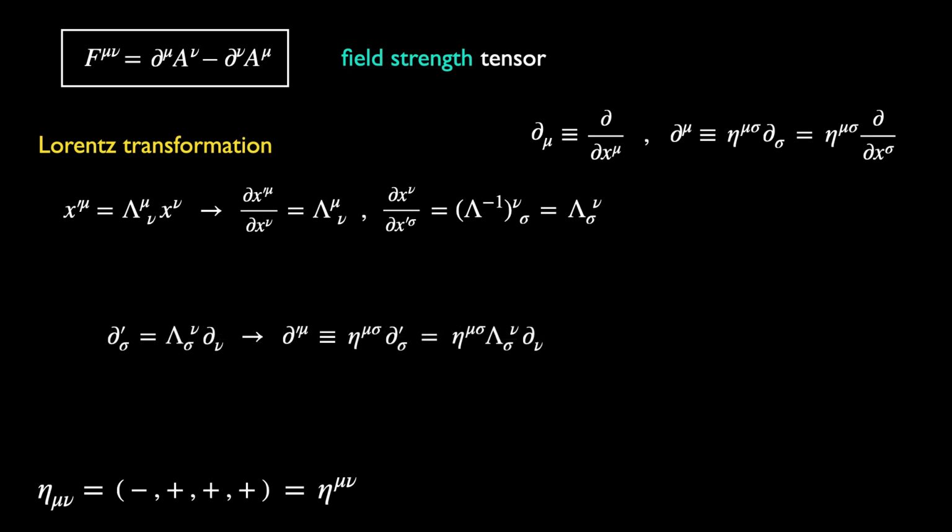Now express this in terms of the upper index derivative. First we write this as a contraction with the Kronecker delta. This delta is equal to the product of two Minkowski metrics. And we can use one of them to raise the index of the derivative, while this term just gives us back lambda. As expected, the upper index derivative transforms like a contravariant vector.